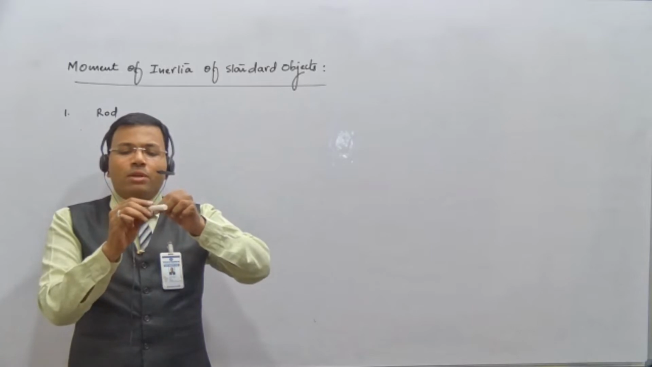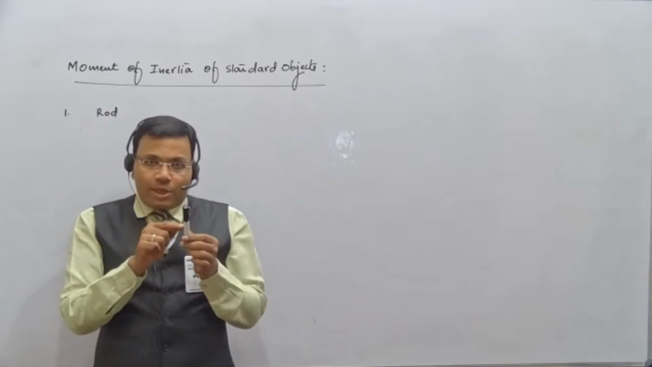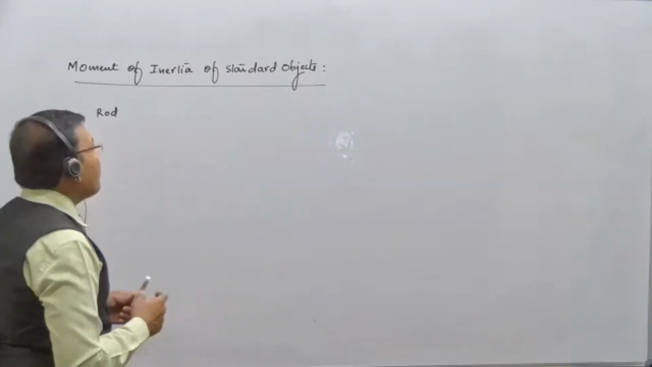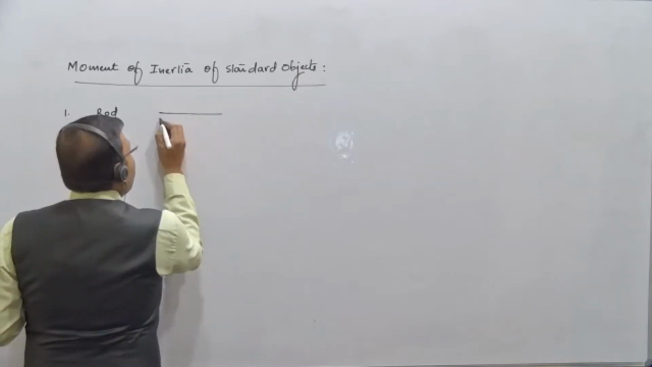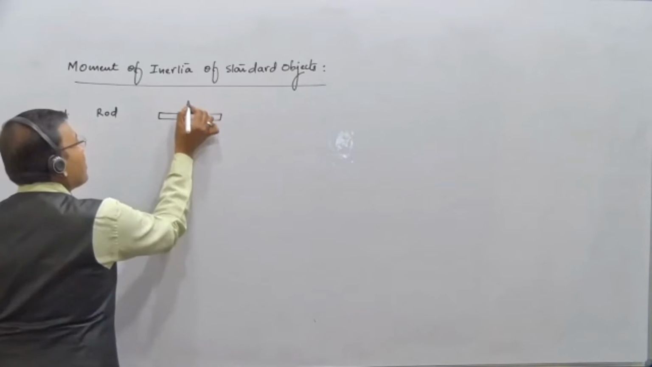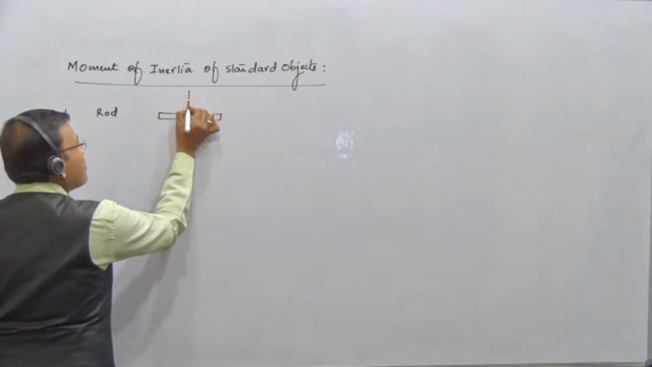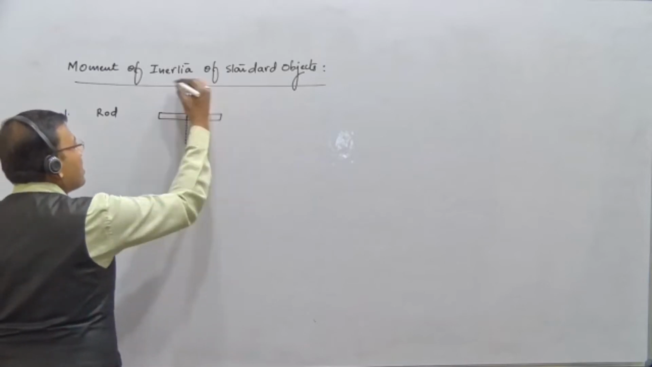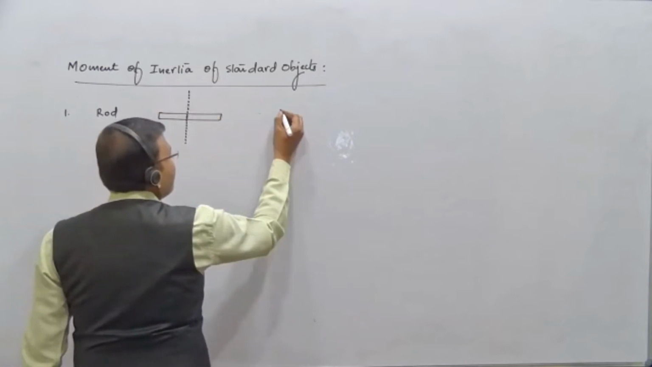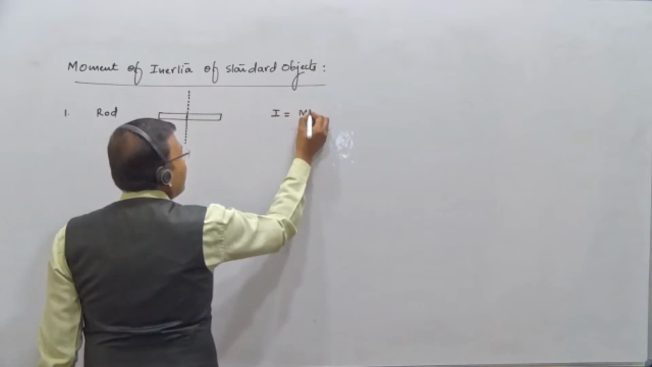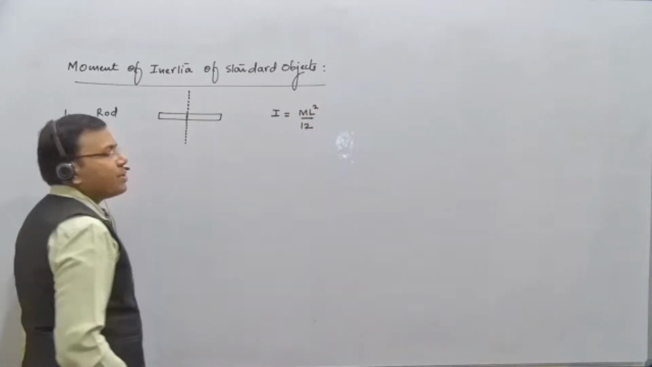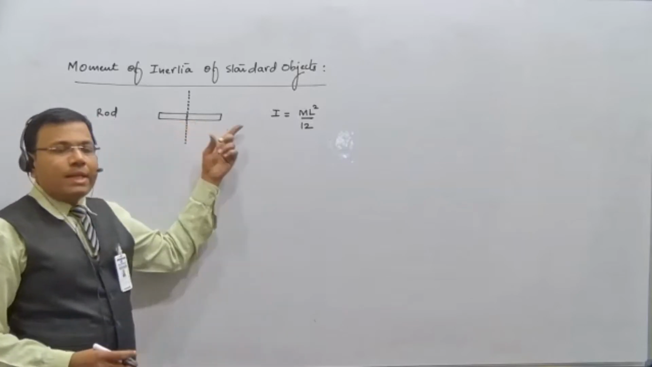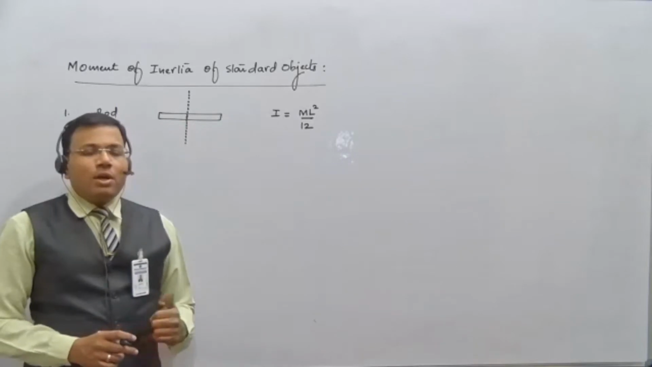So when I rotate it about the midpoint, passing through the center and perpendicular to the length of the rod, how much will the moment of inertia be? Let us see. Beta, this is a rod and here is the central axis, or geometrical axis, whichever you want to call it. This dotted line is the axis. If I rotate the rod about this axis, then the moment of inertia under this situation is ML square by 12. M is the mass of the rod, L is the length of the rod. So that is the moment of inertia.